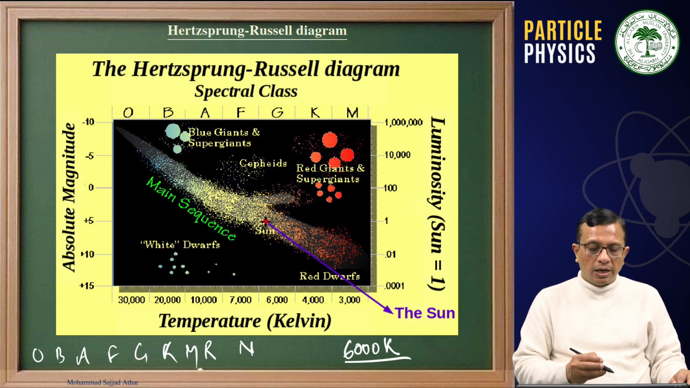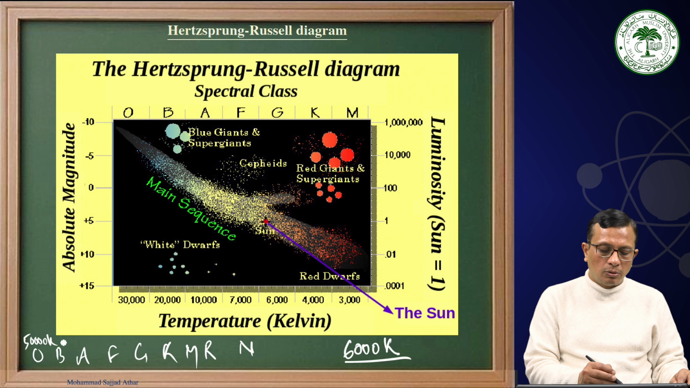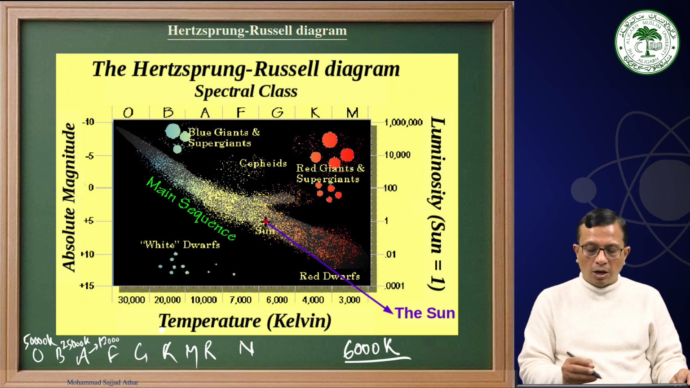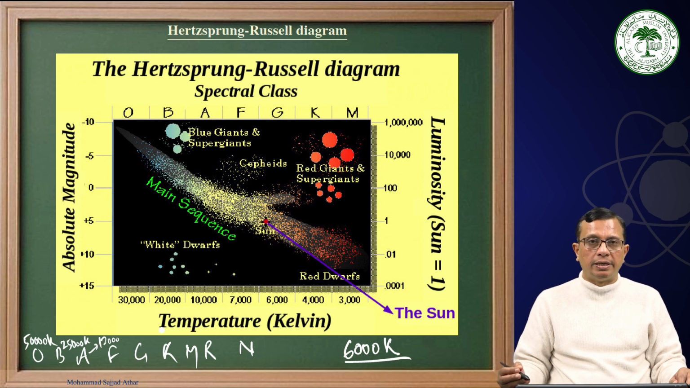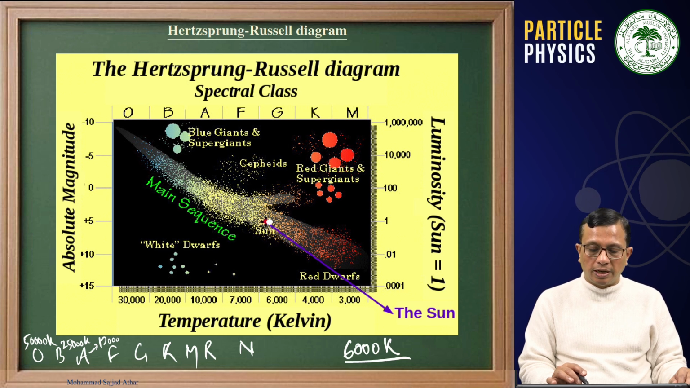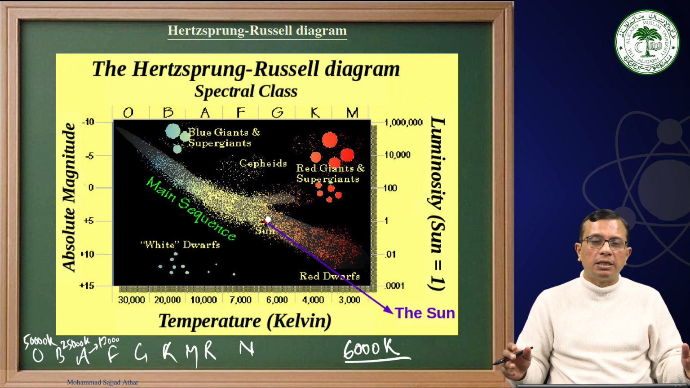For O, the temperature is almost 50,000 degree Kelvin. B is around 25,000 degree Kelvin. This one is around 12,000 degree Kelvin. And then we have G, which is around 6,000 to 6,500 degree Kelvin. You see that our sun lies here, that means its temperature is 6,000 degree Kelvin. Our sun is not a very smart star. It's not very luminous. There are millions and millions of stars much more luminous than the sun. Some of them have surface temperatures of 50,000, 25,000 or 12,000 degree Kelvin. This is the average temperature.